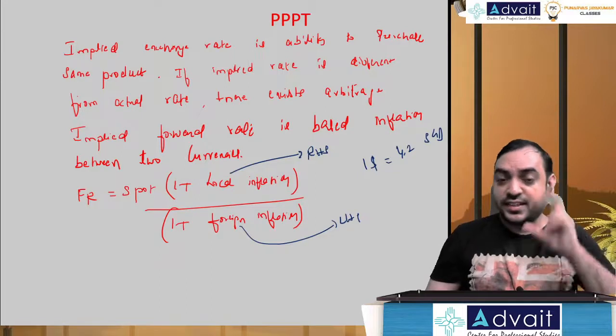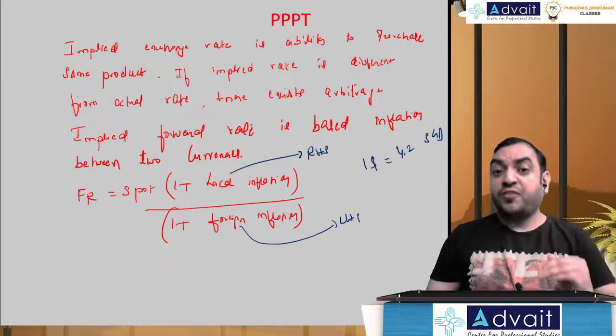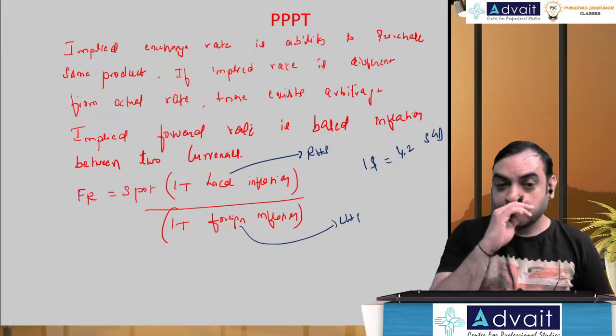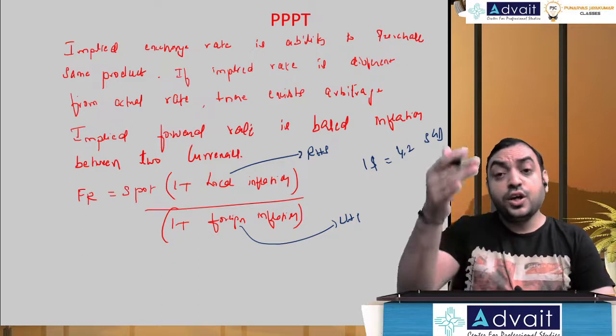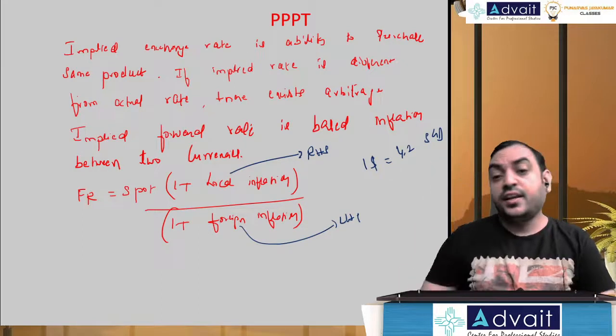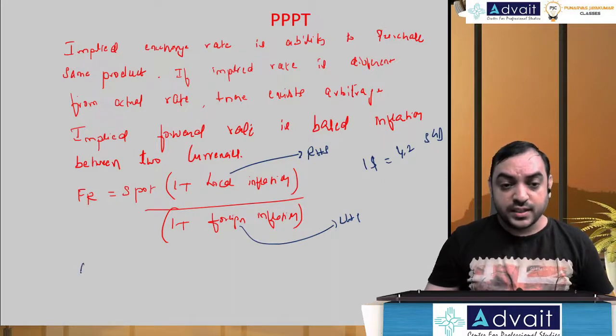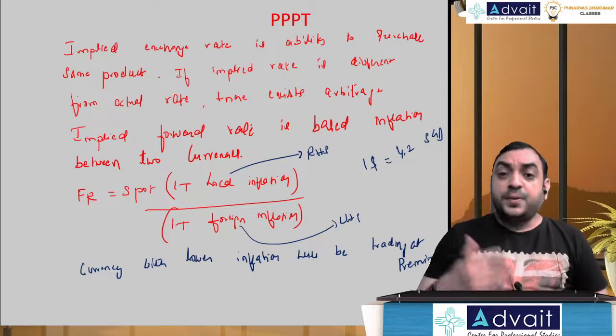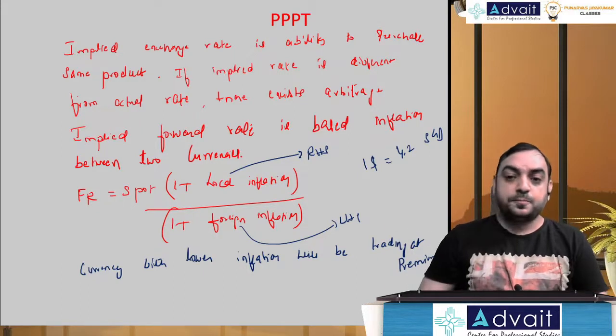In other words, can we say a currency which has lower inflation will be trading at a premium? Let's write that sentence also. A currency with lower inflation is expected to be trading at a premium.